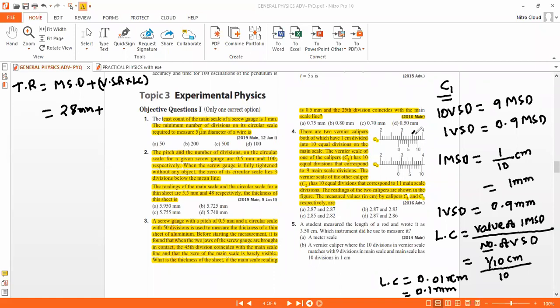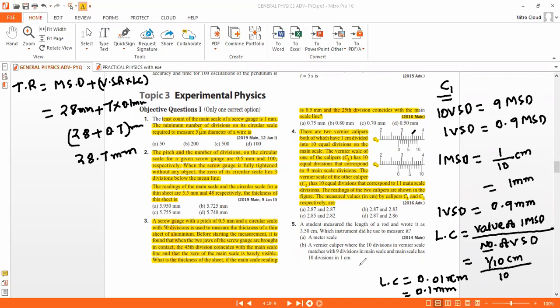I think this one. The 7th one you can see. 7 into least count, it is 0.1 mm. So 28 plus 0.7 mm, that is nothing but 28.7 mm. That is the reading of the first Vernier calipers.